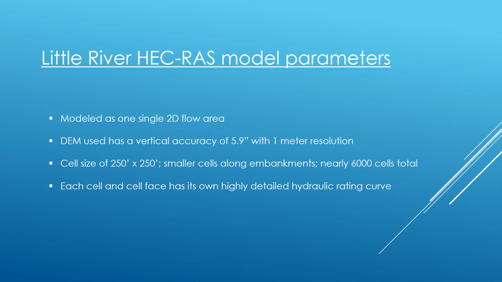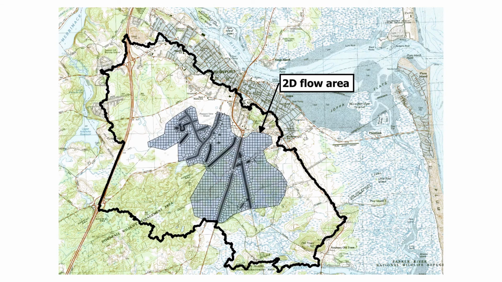Now, running this model this way took about a half an hour on my laptop computer using the 10-second computation step, and I ran it over 7 days, so that's why it took that time. And just so you know, routing of flows is done from cell to cell. Here are the boundaries of the 2D flow area that I set up. You can see the cells in it, and you can also see where I did the very small cells along road embankments.